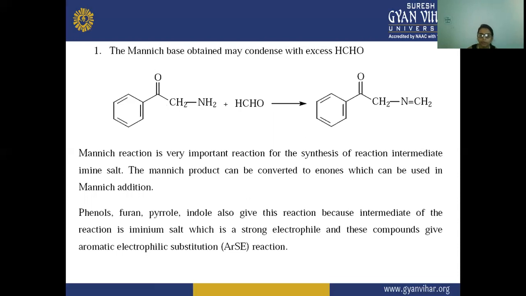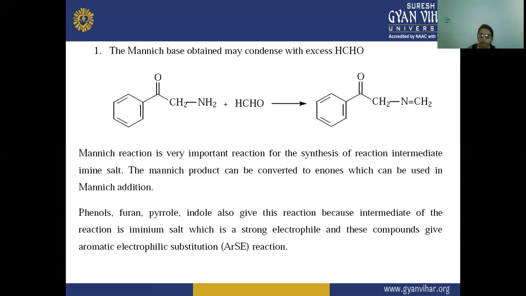Next, the Mannich base obtained may condense with excess HCHO. So here this base is reacting with this aldehyde. There is a formation of this. The Mannich base reaction is a very important reaction for the synthesis of the reaction intermediate, that is your iminium salt, and the Mannich product can be converted to your enones, which can be used in Michael addition.